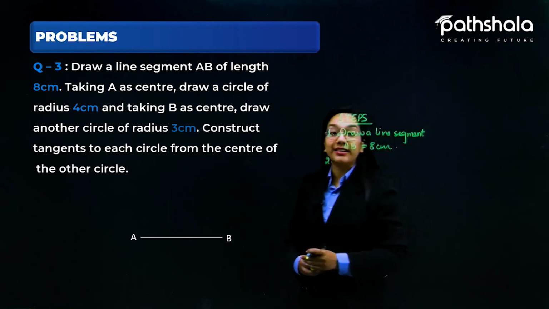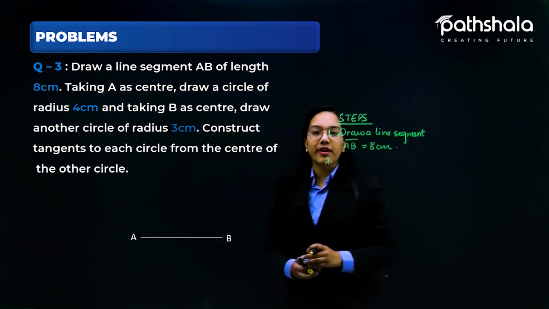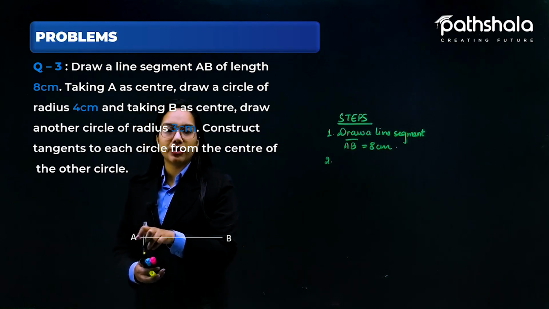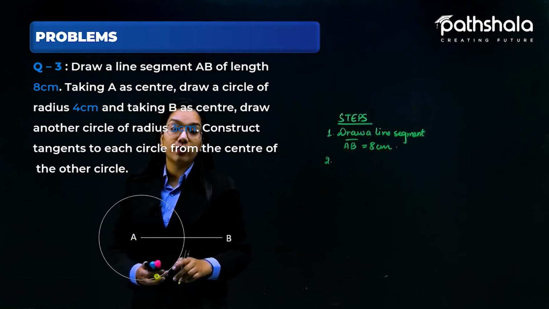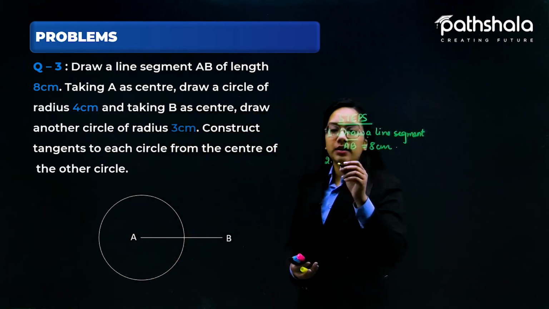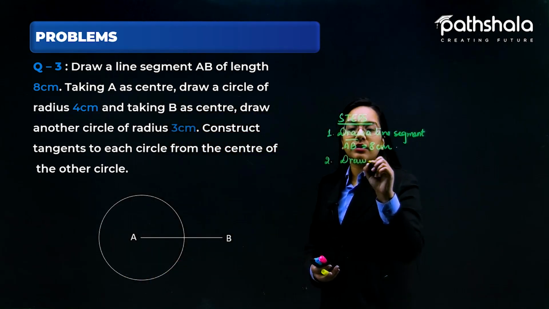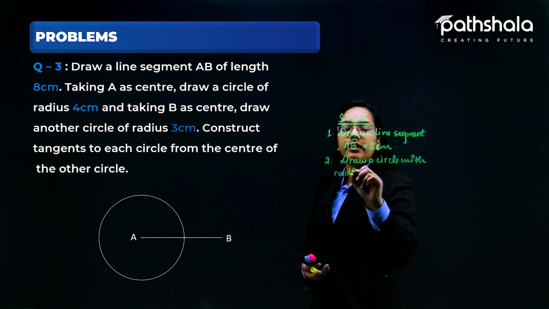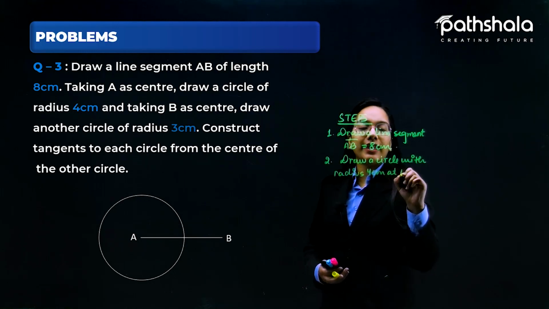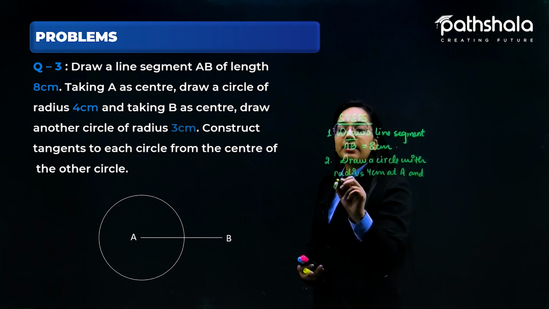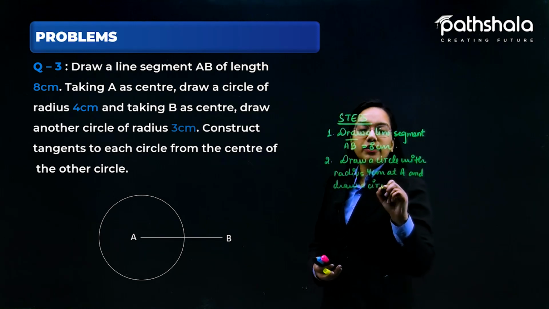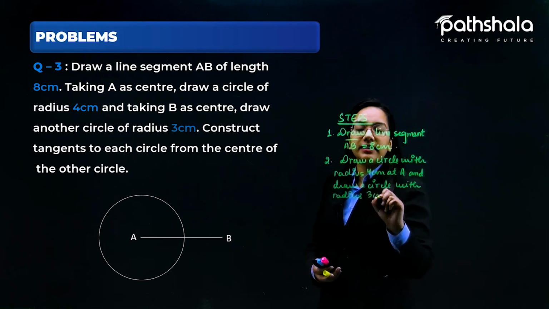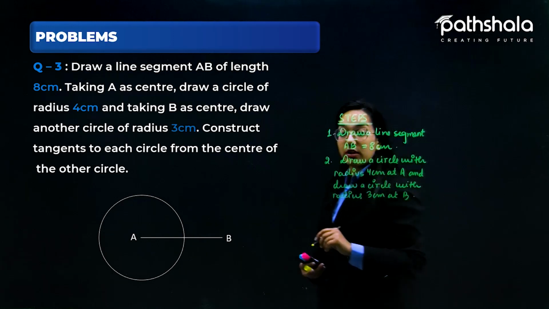The second step is to construct the circles. Taking A as a center and a radius of 4 cm, using the help of the compass, I am constructing a circle over here. This is my circle. The next step is to draw a circle with radius 4 cm at A, and similarly draw a circle with radius 3 cm at B. So similarly we have to draw the circle at B as well.